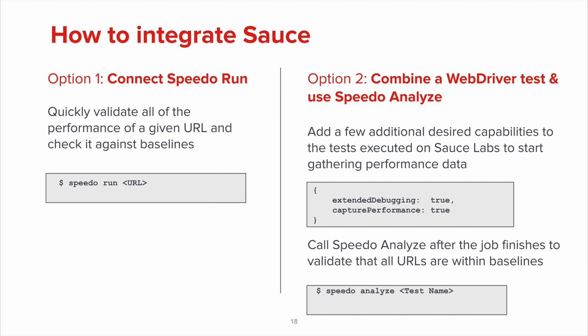The idea, the way this works, is you would run a dedicated performance test. You would run a test that captures performance first, and then afterwards you would call a Speedo Analyze command and pass in the test name to see if there have been any performance regressions for the specific test.